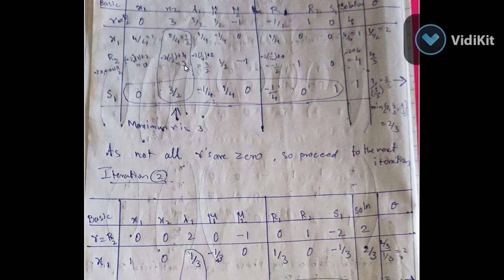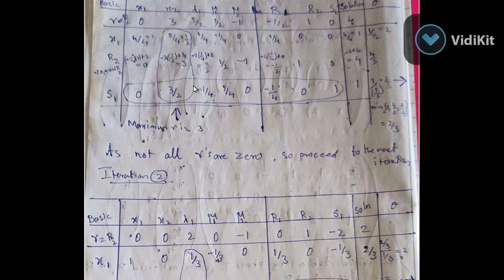So 4 divided by 3, that is here. Similarly 1 divided by 3 by 2. So among these, which is the smaller? 2 by 3 is the smaller. Therefore this is the leaving row, that is the pivotal row. So this is the pivotal element, and in other words this is the incoming variable, and S1 is the outgoing variable. So as usual, what I have to do? I have to make this entry become 1 and the remaining entries in the pivotal column I have to make 0, right?